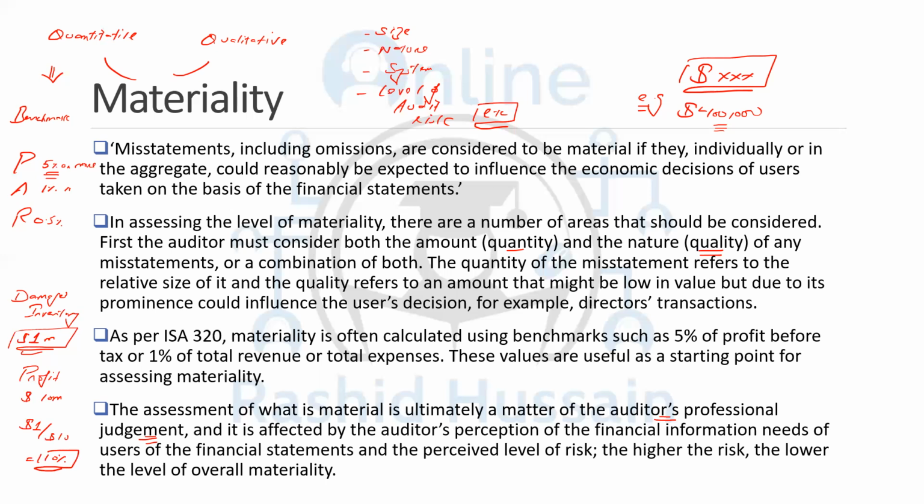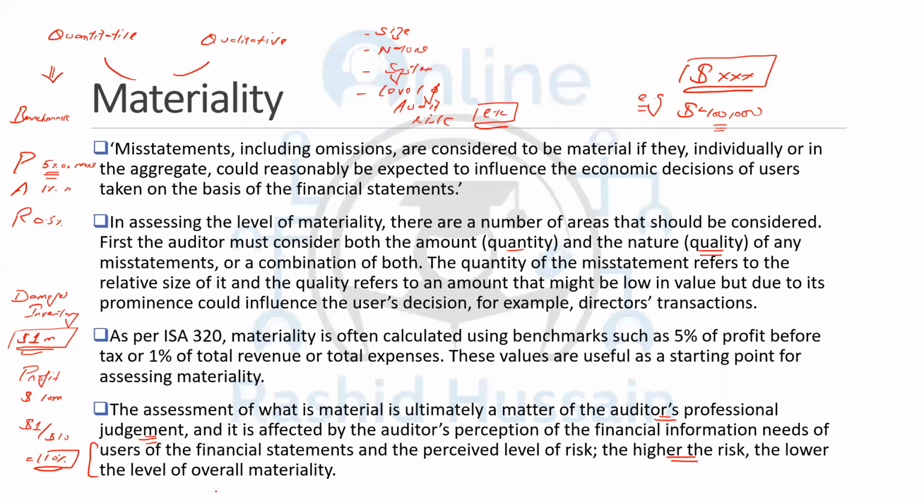So when we see the materiality in terms of the quantity, in terms of the amounts, in terms of the figures, then that is known as the quantitative materiality. And when we see the nature of the transactions rather than the figures and amounts, that is known as the qualitative materiality. Okay, there are a few things further you need to understand, and these last two lines are very important.